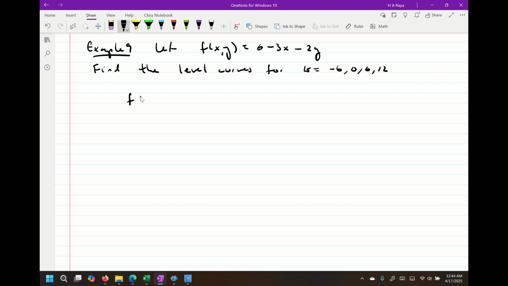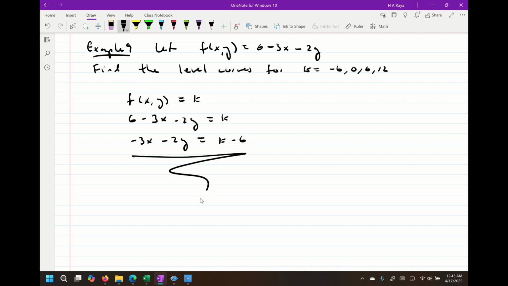So suppose we set f of xy equal to k without evaluating that k at -6, 0, 6, or 12 yet. So f of xy is equal to 6 minus 3x minus 2y. And again, that's equal to k. And I'm going to move that 6 over to the right-hand side. So we have negative 3x minus 2y is equal to, or rather, k minus 6. And this is an equation of a line.